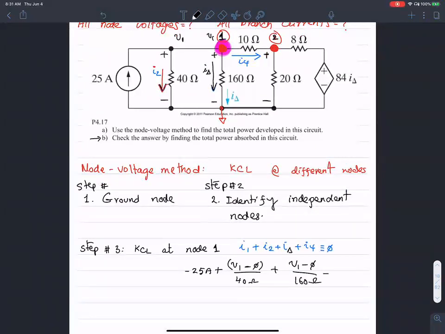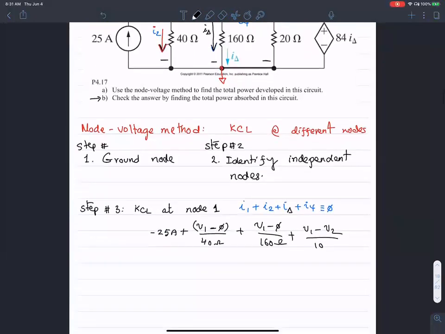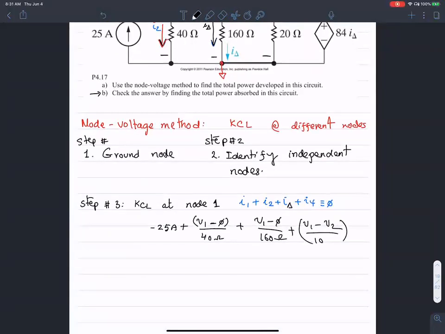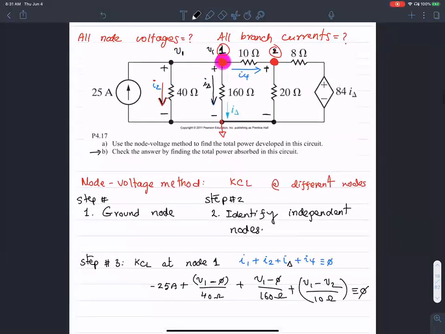Correct. And I4, what would I4 be? V1 minus V2 divided by 10 ohms. All of that should sum to 0. So that's my KCL at node 1.